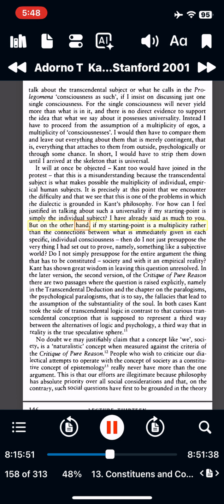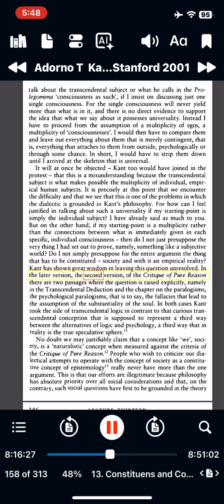But on the other hand, if my starting point is a multiplicity rather than the connections between what is immediately given in each specific, individual consciousness, then do I not just presuppose the very thing I had set out to prove, namely, something like a subjective world? Do I not simply presuppose for the entire argument the thing that has to be constituted, society, and with it an empirical reality? Kant has shown great wisdom in leaving this question unresolved.